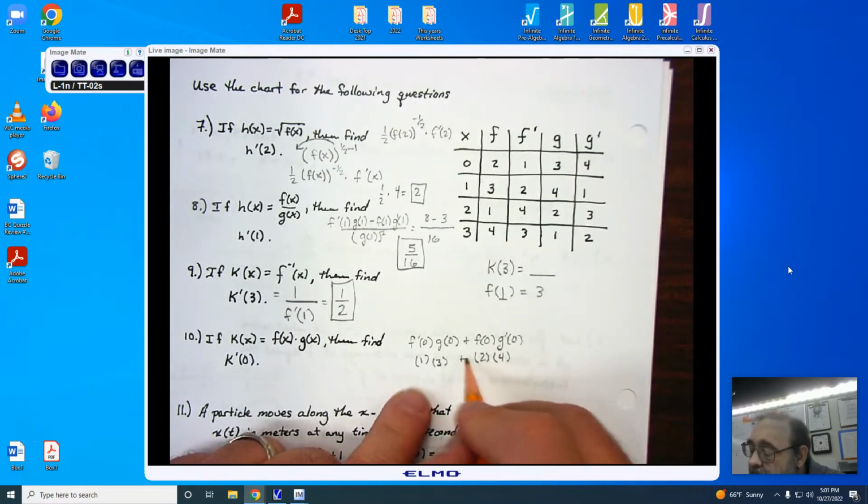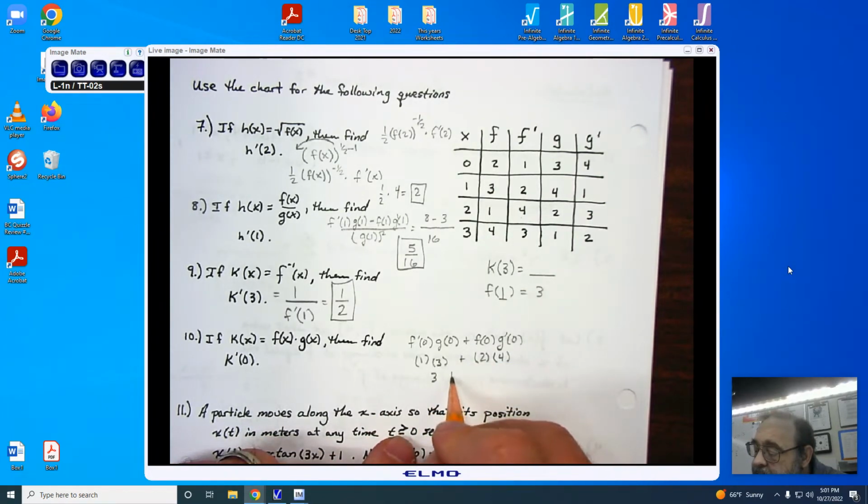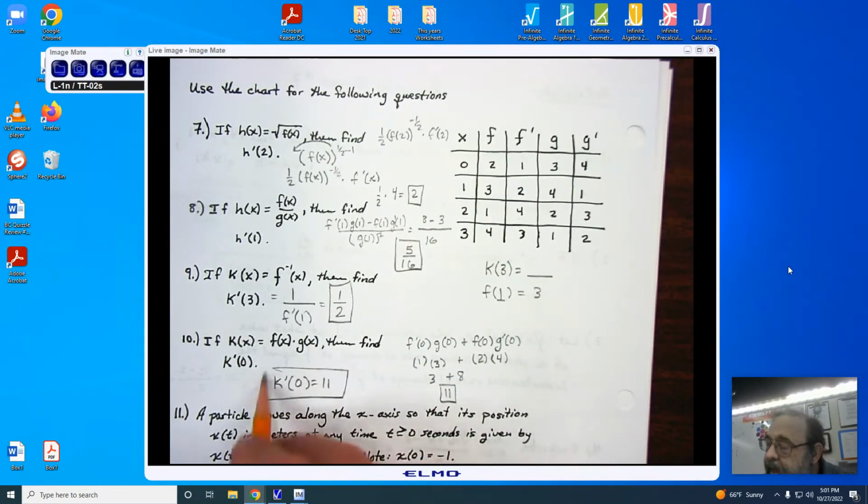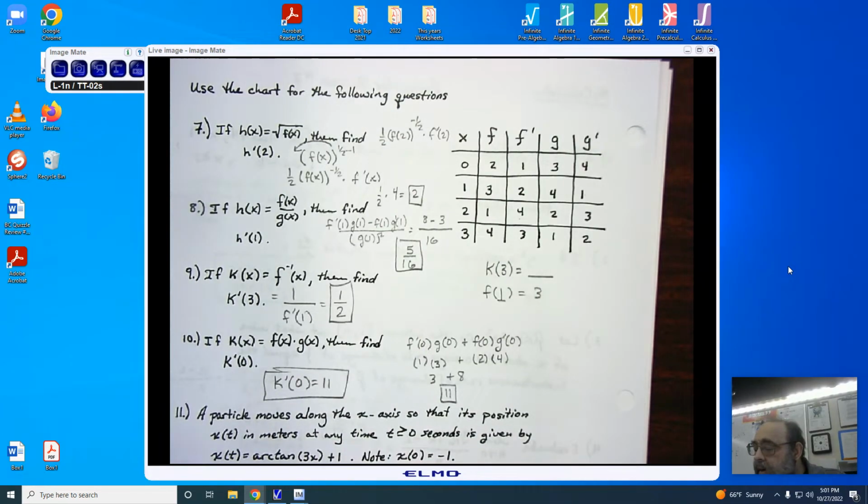So all we have to do now is multiply. 3 times 1 is 3. 2 times 4 is 8. We add them together and we get 11. And therefore, k prime of 0 is equal to 11. That's the answer that we're trying to find.